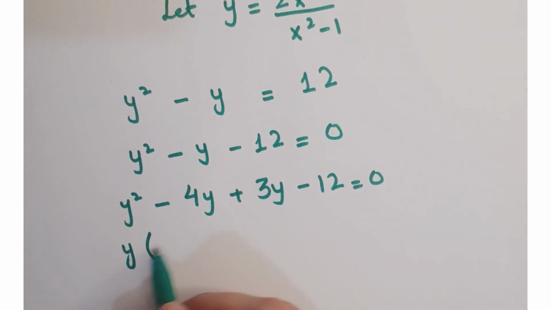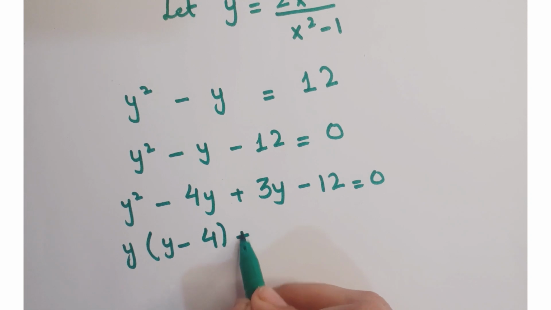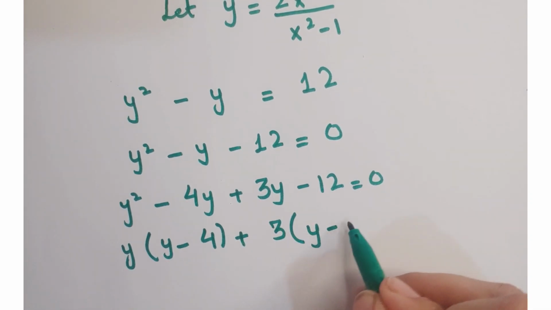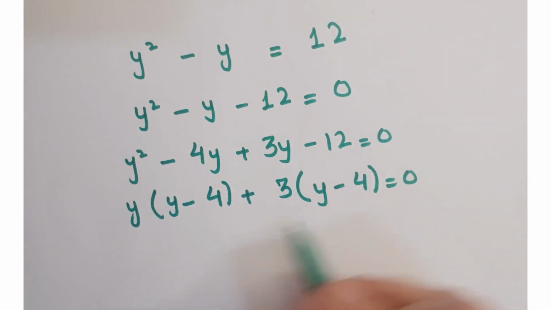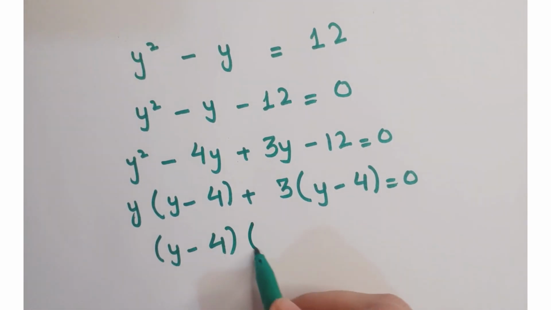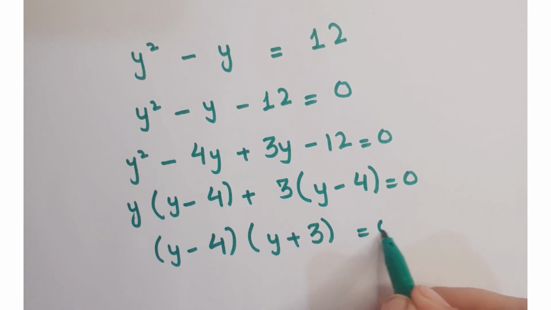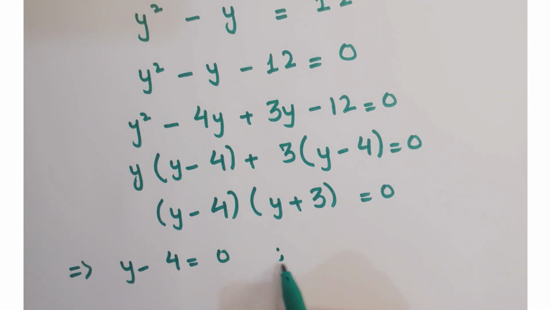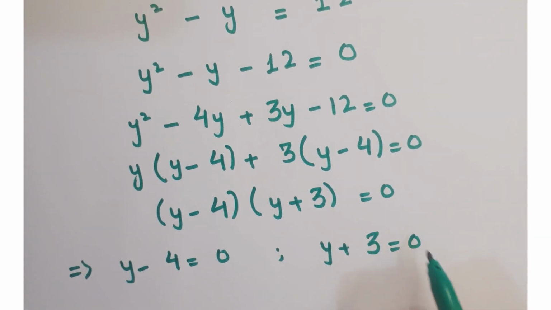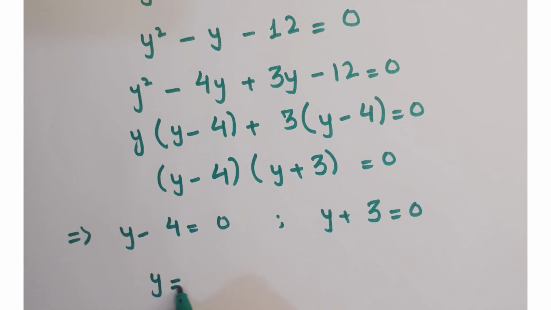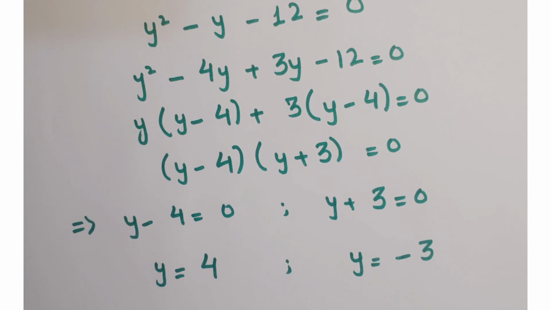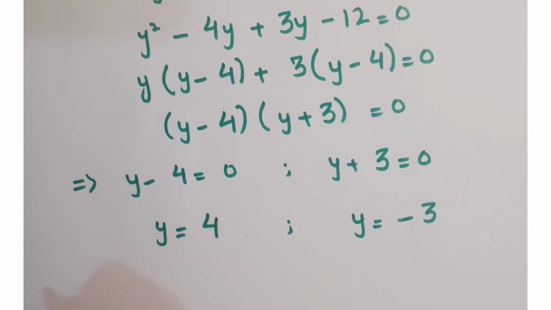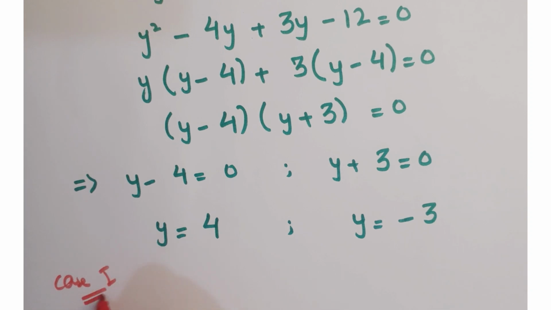Now out of these two terms, taking y common, we have y(y - 4) + 3(y - 4) = 0. In these two terms, y - 4 is common, so we have (y - 4)(y + 3) = 0. Now this implies y - 4 = 0 and y + 3 = 0. Further, you can write this as y = 4 and y = -3. Now let's call this case number 1, and this case number 2.